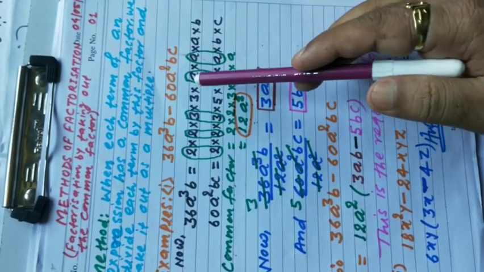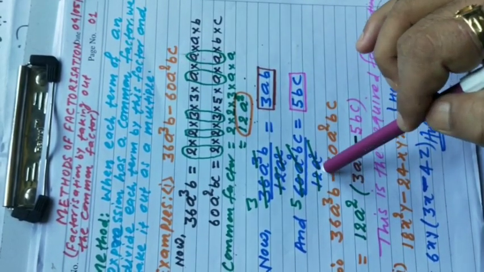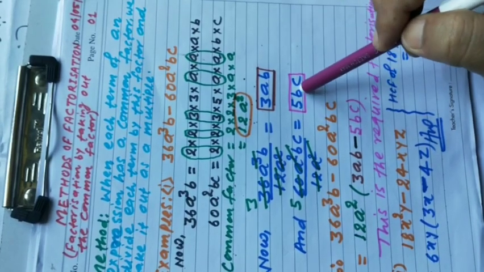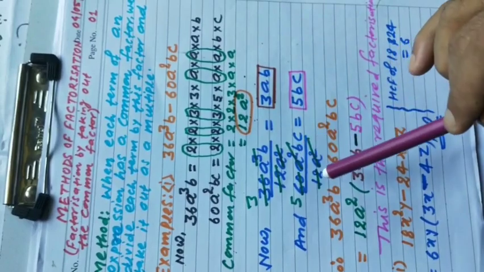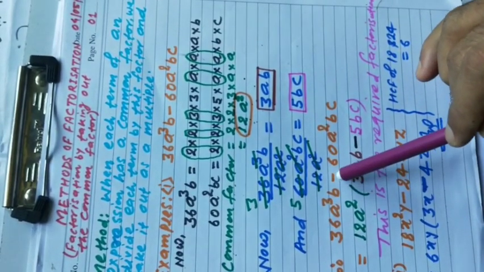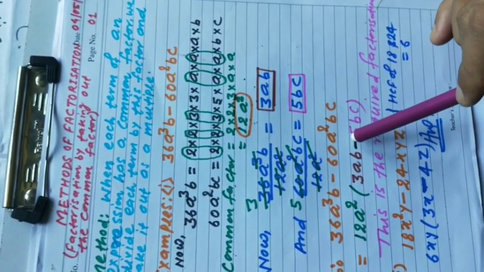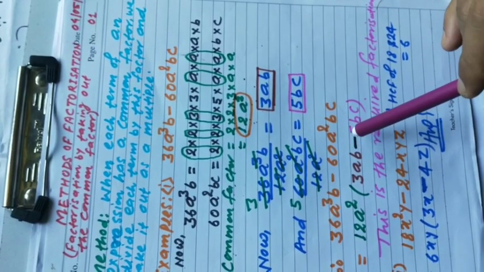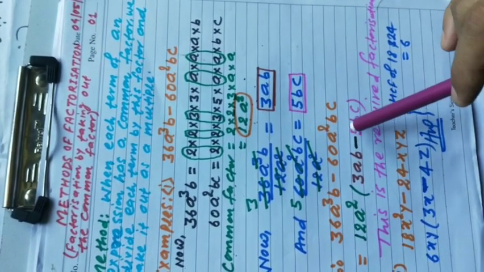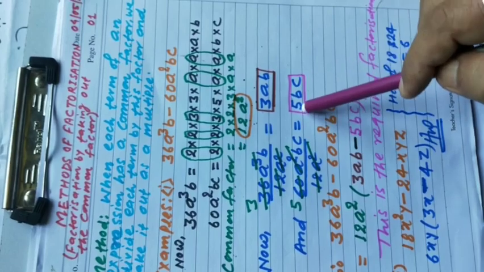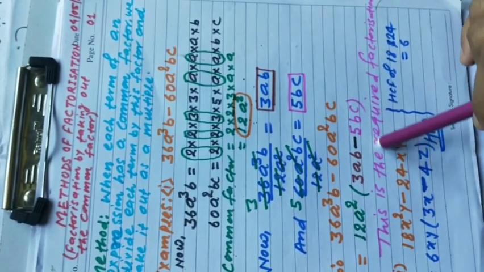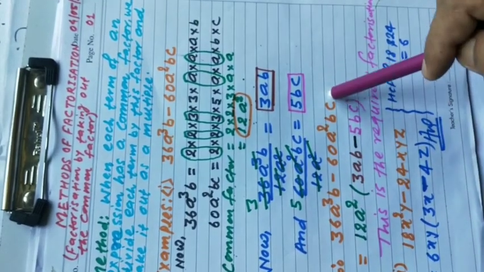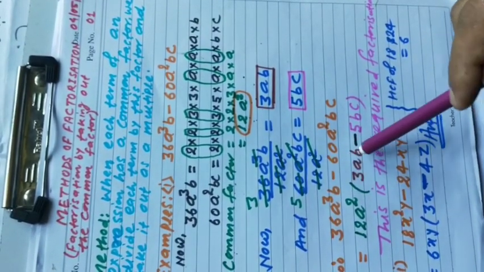And in the second term, when the second term is divided by 12a square, we have got the quotient as 5bc. Between these two terms a minus sign is there, so we have to put the sign here in the bracket, and then we have to write the second quotient, which is 5bc. So this is the required factorization of the given expression. We have factorized it.